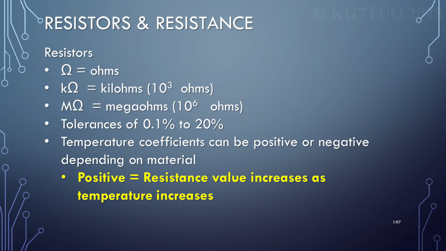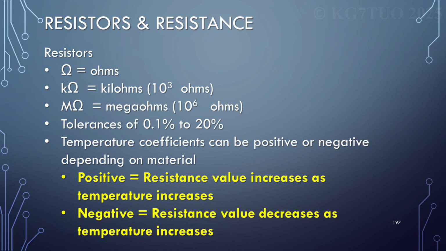Positive equals the resistance value increases as the temperature increases. And negative, the resistance value decreases as the temperature increases. That's pretty easy. Positive is increasing and negative is decreasing.